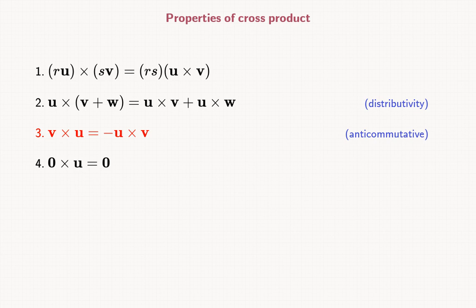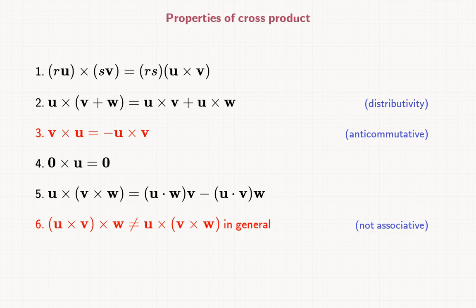Then 0 cross anything is 0. Then if we take the cross product of 3 vectors, we get this interesting formula. I'll come back to this one in a second. And finally, the cross product is also not associative. So the formula for this expression will look similar to this one, but they're not the same expression. You could work out the exact formula by combining this rule with rule number 3.